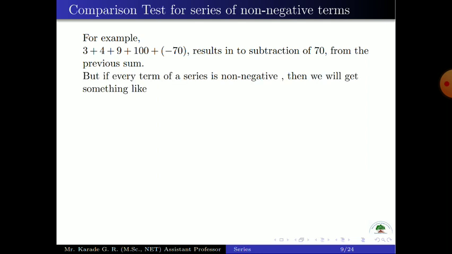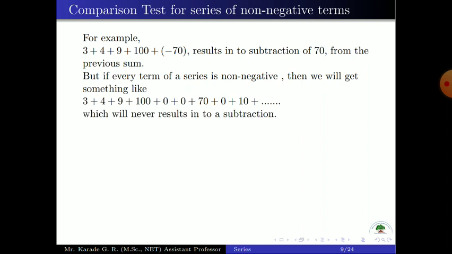But if every term of a series is non-negative, meaning 0 or greater than 0, then we will get something like 3 plus 4 plus 9 plus 100 plus 0 plus 0 plus 70 plus 0 plus 10 plus dot dot dot. In this case, all terms are either 0 or greater than 0, and there is no negative sign, which will never result in a subtraction.